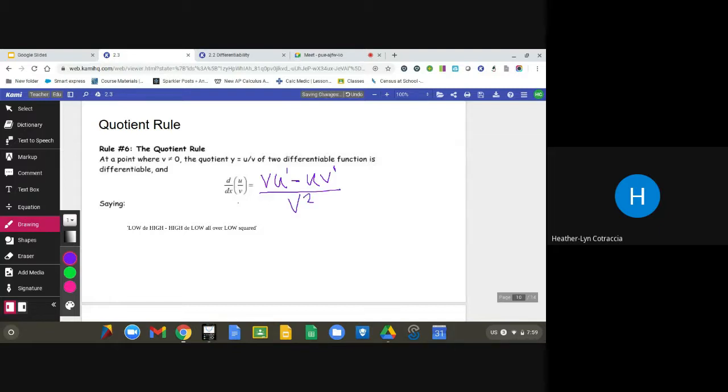Okay, so because of that minus, order does matter. Now, you could obviously switch these two, right? Order doesn't matter there, and order doesn't matter there, but you can't switch the first term and the second term. Those cannot be switched. Does that make sense? Okay, so you have to keep those in the same order. Now, this saying down here might be helpful to know because instead of saying the v u prime, I just always say low D high minus high D low all over low squared.